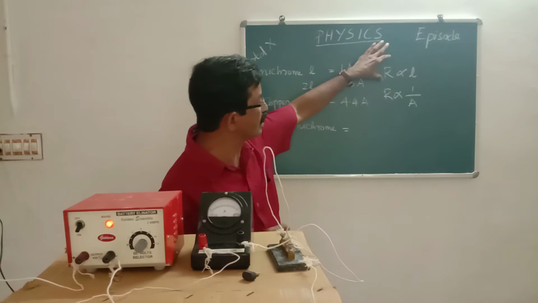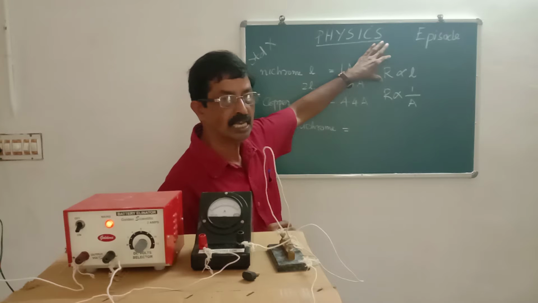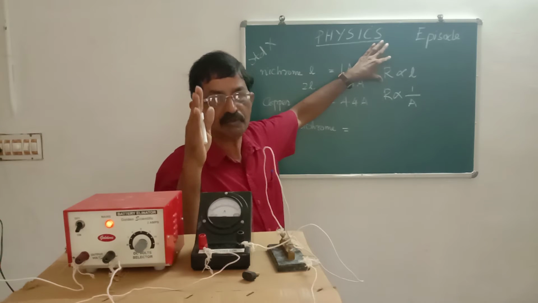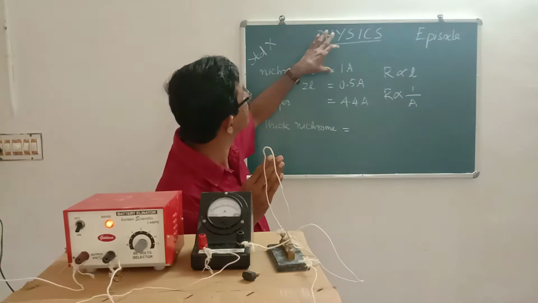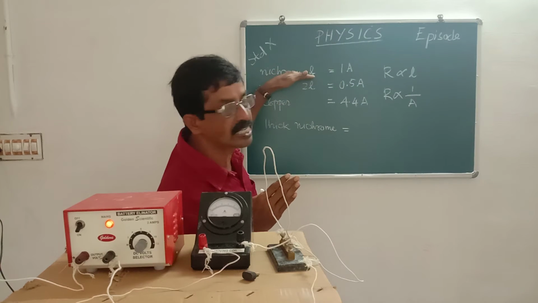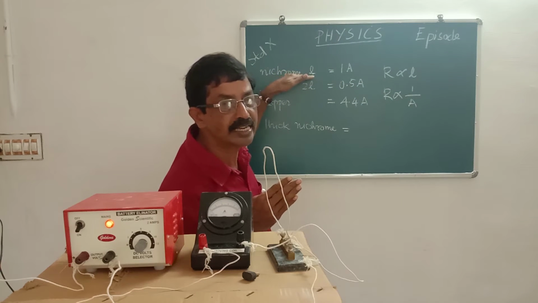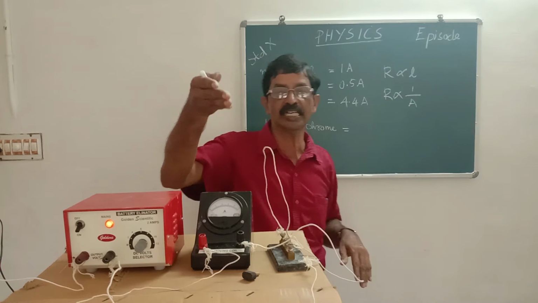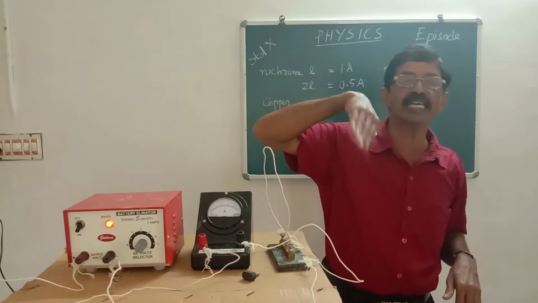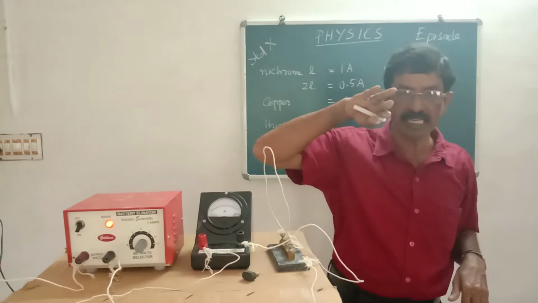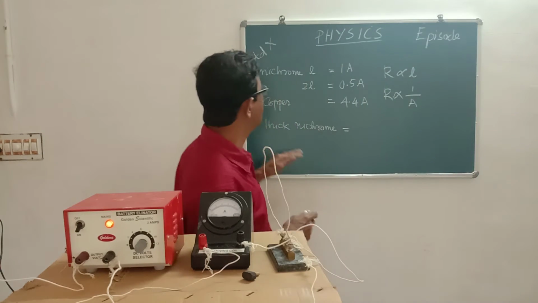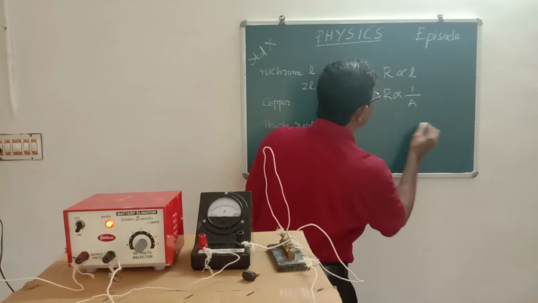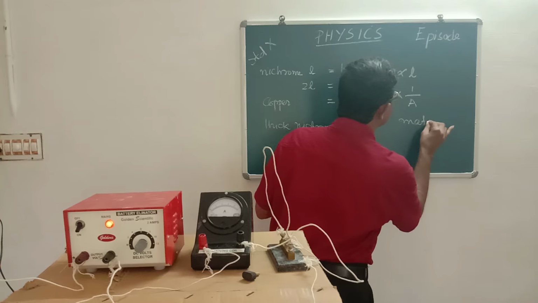So resistance is directly proportional to length. Resistance depends on the length of the conductor, which means when the length increases, resistance also increases, so current decreases. When the thickness increases, resistance decreases. And it also depends on the material of the conductor.